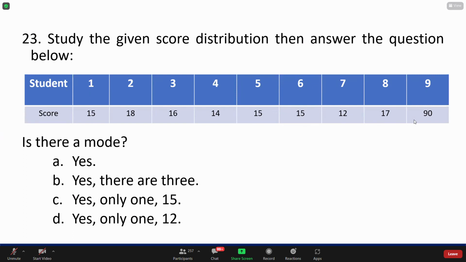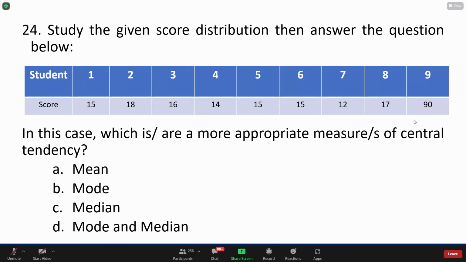Other volunteers, please. Yes, Miss Turbohol, Jason. Hi, sir. Good afternoon po. Good afternoon. My answer po is letter C. Okay, actually the answer is letter C. Yes, only 15. So hindi 3, okay? 3 times nag-appear si 15 but the mode is 15. Let us be clear with that. Okay? Sige, sunod.